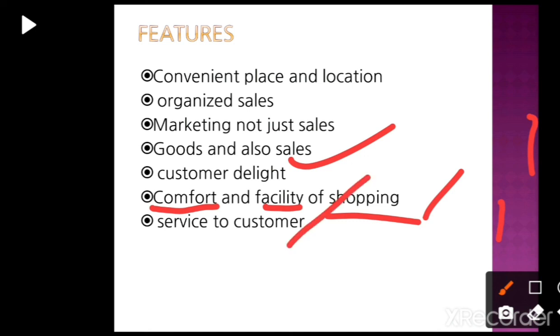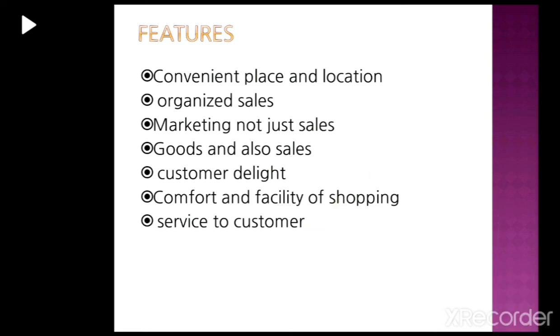Next is service to customers. They provide good service to the customers. The first one, locate the retail stores at a place that is convenient to the maximum number of people near their locality. For example, whenever they establish or start any organized retail shops, as per the customers near their locality, they fix those types of organized retailers at a convenient place, convenient city or the heart of the city.